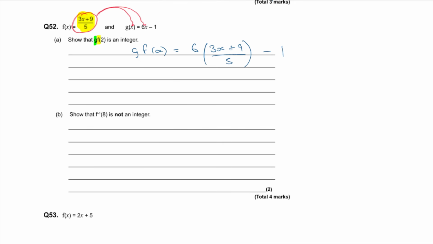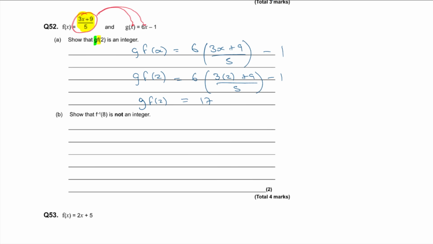Oh yeah, so then we're going to replace. So that's what g of f of x is, but we want to know what g of f of 2 is. Okay, so what's g of f of 2? That's going to be 6 lots of 3 lots of 2 plus 9 over 5 minus 1. Okay, and then what's that? 6 plus 9 is 15. 15 divided by 5 is 3. 3 lots of 6 is 18, and then take away 1 is 17. So g of f of 2 is equal to 17.